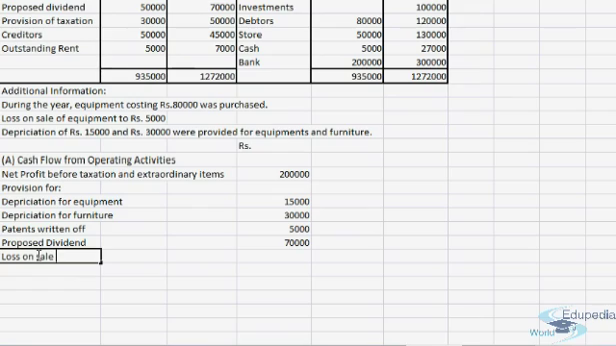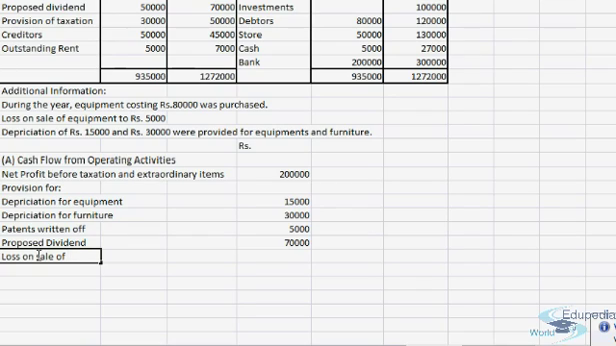The reason for this to be incorporated here is, this is not your operation. Any loss on sale of equipment or any profit on sale of equipment would be added and deducted respectively, because it is not part of operating activity. So whenever you lose on sale of equipment, that needs to be added back to the net profit in order to calculate the cash flow from operation, because this is not your operation.